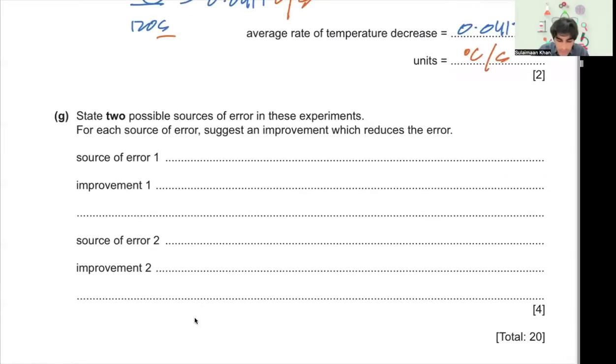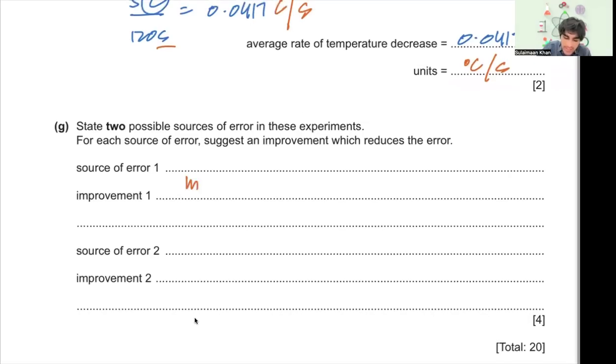See, state two possible sources of error in this experiment. For each source of error, suggest an improvement. See, the improvement is to use a polystyrene cup or an insulator. That's the improvement. But what is the error? We discussed the error. He has not used an insulator, so I'll say, use the insulator, or a polystyrene cup.